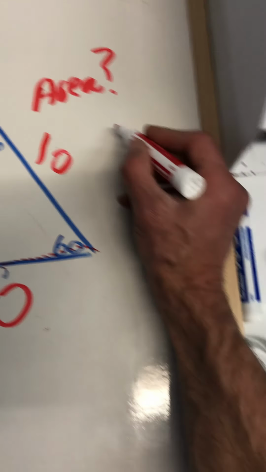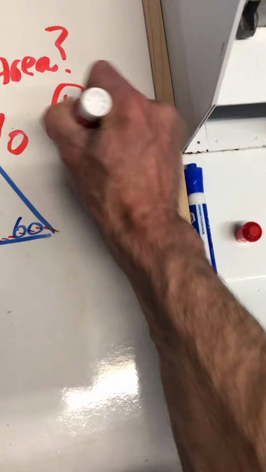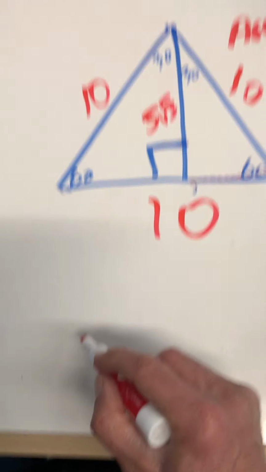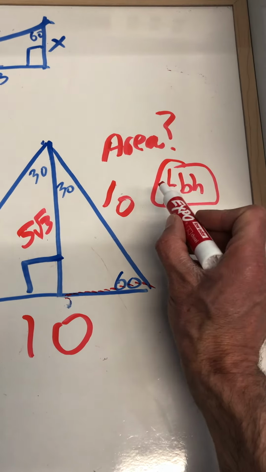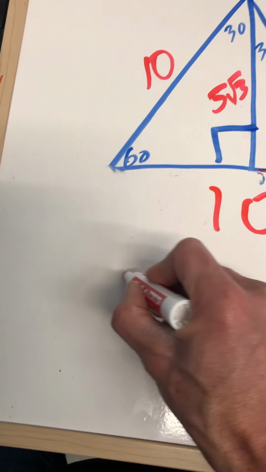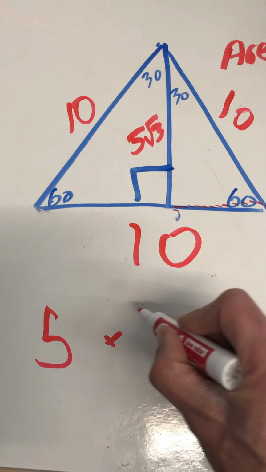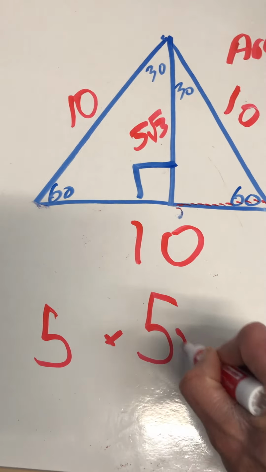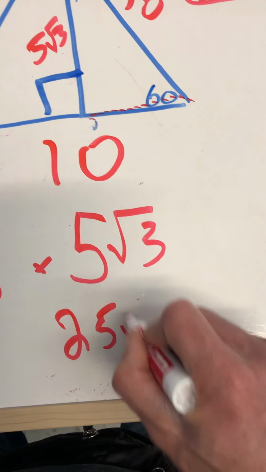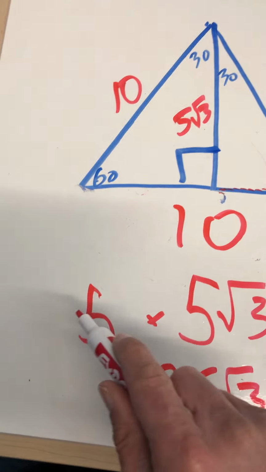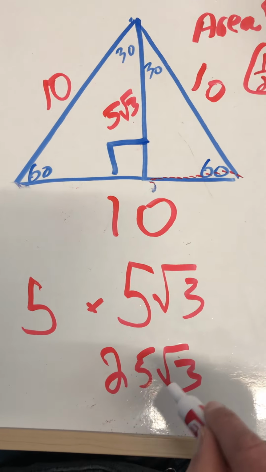You know, the formula for the area of a triangle is half of the base times the height. Come on, let's figure this out down here. The base is 10, so half of 10 would be 5 times the height, which is 5 root 3. 5 times 5 root 3 is 25 root 3. Think of it as 5 times 5x, which would be 25x. Same thing. You don't mess with the root.